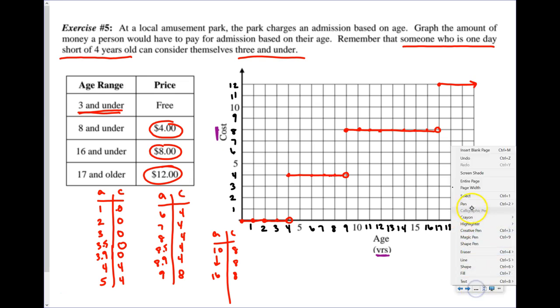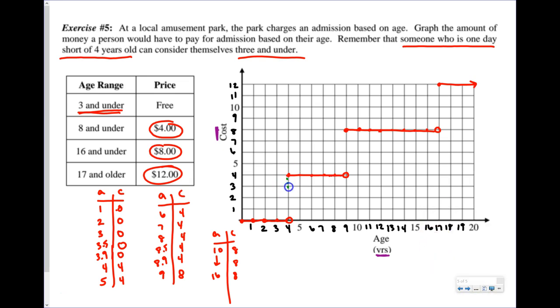The key places here are these steps right here. These steps, I'm making dotted lines to show you these steps. You wouldn't actually graph them, but notice these open circles. And remember, think about why they're open. If you're 4 years old, you're not getting in for free. If you're 4, you immediately step up to $4. If you're 9 years old, you're no longer 8 and under, you're 16 and under, you're paying $8. So this is a very specific example of where you'd see a step function in real life.